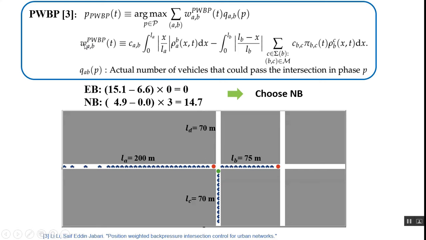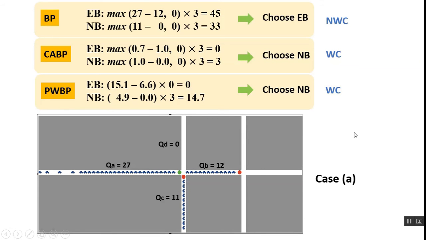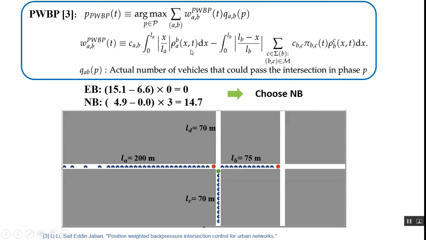Here, omega AB is a position weighted Q length, in which each vehicle is weighted by its location. And the QAB is the actual number of vehicles that could pass the intersection in phase P. So it's no longer the saturated flow rate, but the actual number of vehicles. We can see the difference from the example.